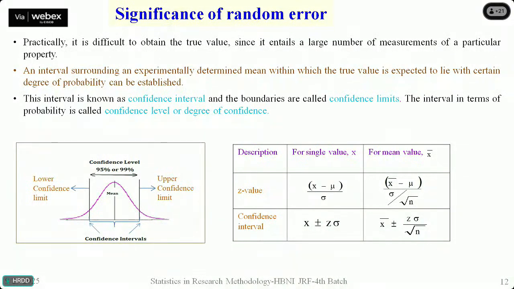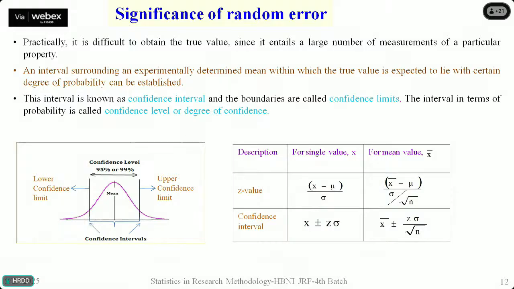And the area covered by the curve corresponding to these set boundaries, that is called confidence level, or the probability, or the degree of confidence. Confidence interval will be a range. Confidence limits are boundary lines on the horizontal axis. Confidence level or degree of confidence will be the area covered by that particular curve. So whatever we have calculated is the confidence level or the degree of confidence or the probability.